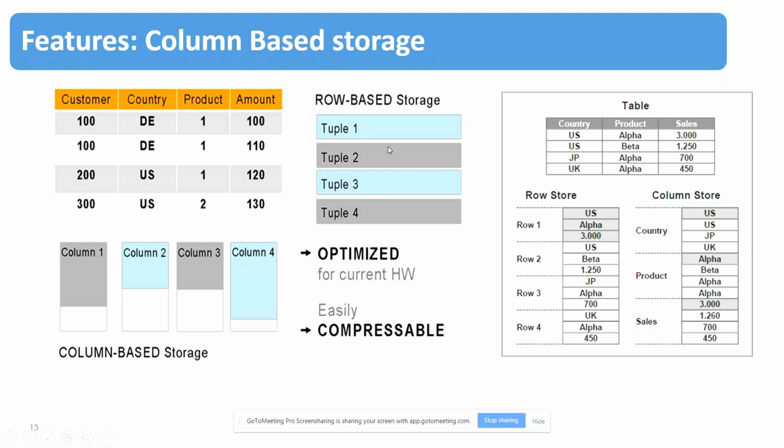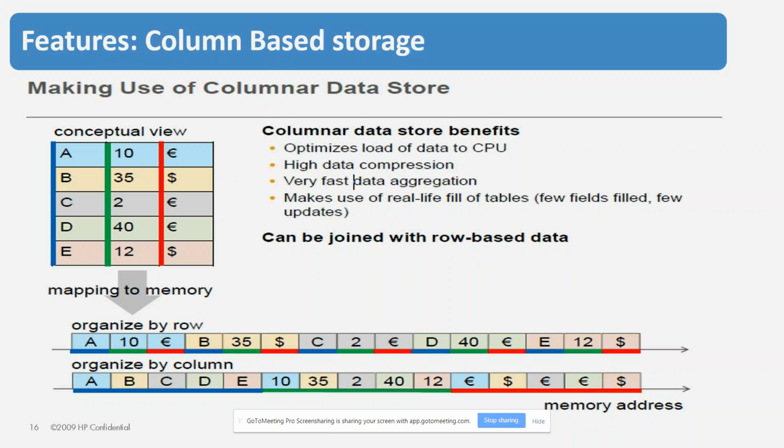This is the hardware kind of explanation. Let me show one more diagram. You can clearly understand that one. Here we have a conceptual view of the column data storage. Here we have columns like A, B, C, D.